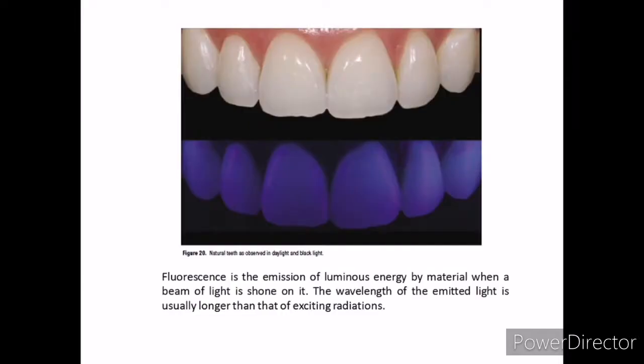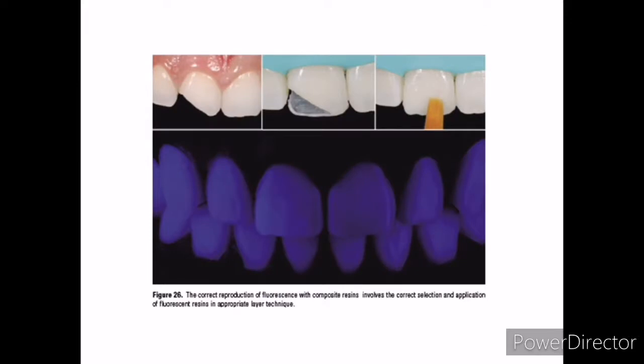This is the fluorescence property. Our enamel shows fluorescence property, that is fluorescence, the emission of luminous energy by material when a light beam is shone on it. The wavelength of emitted light is usually longer than that of the exciting radiation. That is, it receives a lesser wavelength and then it emits light of a higher wavelength, and because of it fluorescence occurs. This is another example of a composite material showing fluorescence.